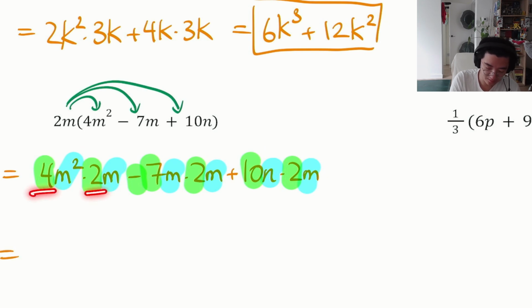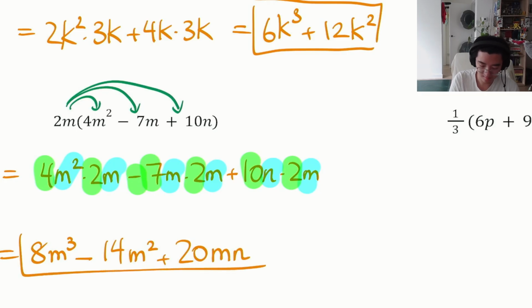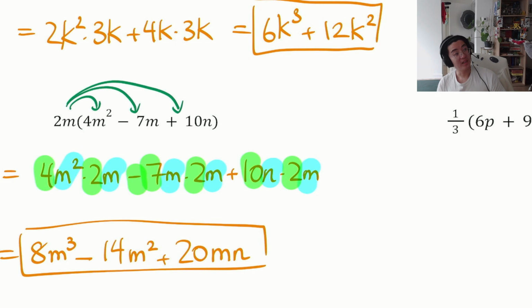All right, 4 times 2 is 8. m squared times m is m cubed. And then we have -7 times 2, which is -14. m times m is m squared. 10 times 2 is 20. n times m is mn. If we cannot combine them via the exponent laws, we just leave it like this.